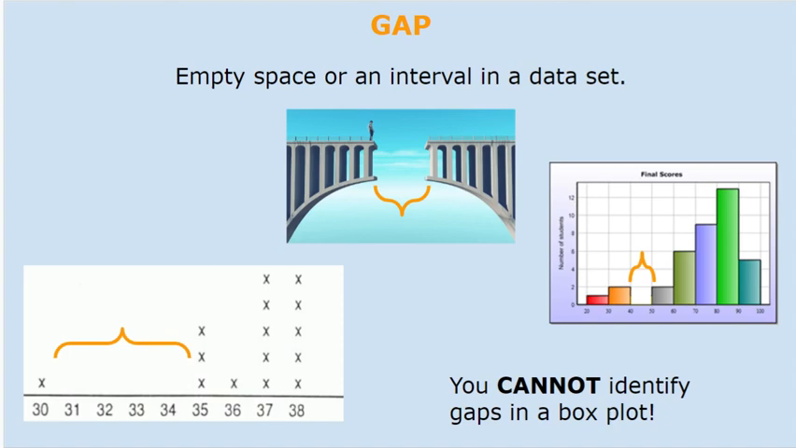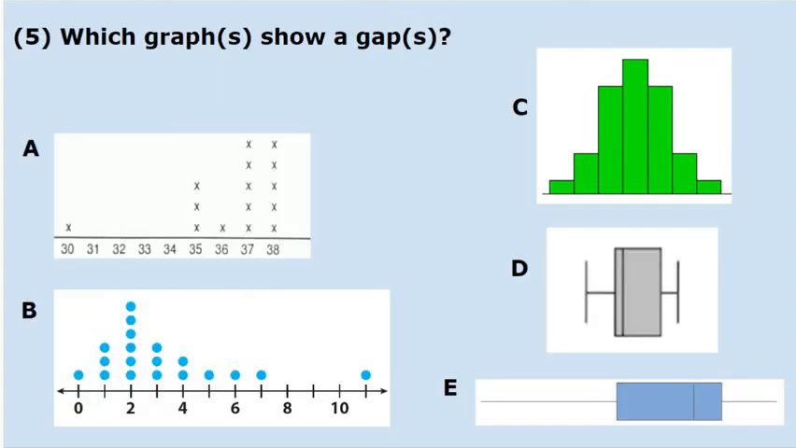Just as you can see, there's a gap in the dot plot between 31 and 34, or in the histogram between 40 and 50. Now, just like with a peak, you cannot see a gap in a box plot either. There are no box plot examples for peaks and gaps. That's not a graph where you can visualize these two things. In these five examples, do you see a gap or gaps? Which graph or graphs show a gap or gaps?